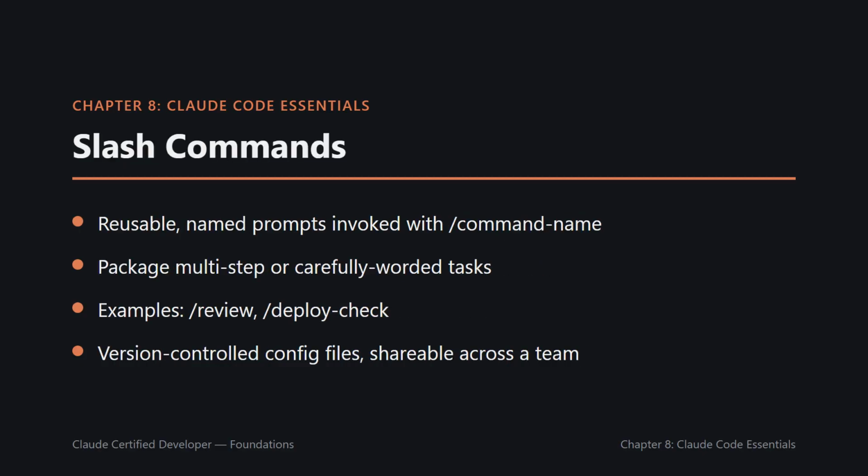Slash commands are reusable, named prompts you invoke with a / and a name, optionally passing arguments, a way to package a multi-step or carefully worded task so nobody has to retype it. A team might define a review command that runs a standard code review pass with house-specific criteria, or a deploy check command for a pre-deployment checklist. They're typically just files in a project's configuration directory, so they're easy to version control and share.